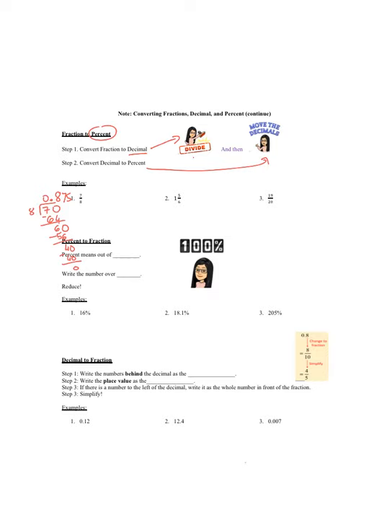So we need to move the decimal to get from decimal to percent. Remember the percent symbol is on the right side, so you move the decimal to the right. 1, 2. So now you have 87.5%.